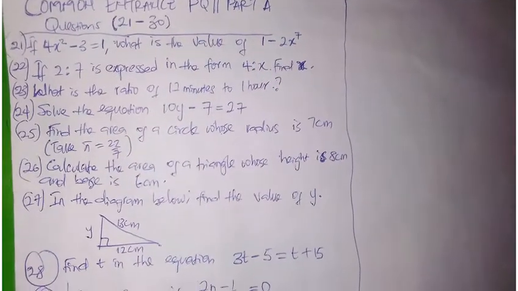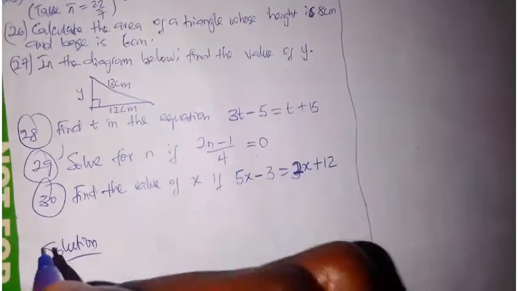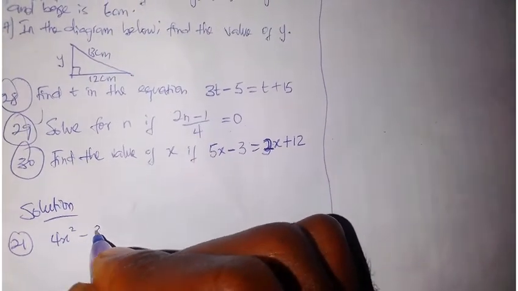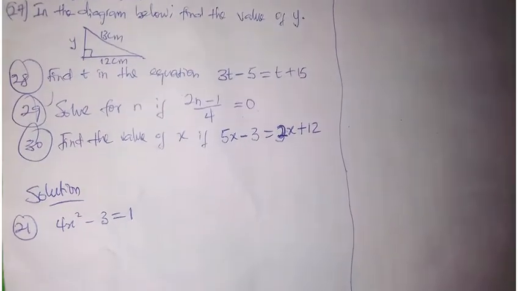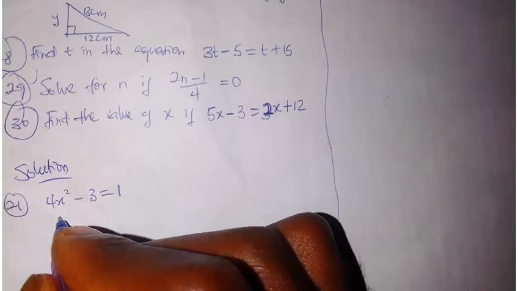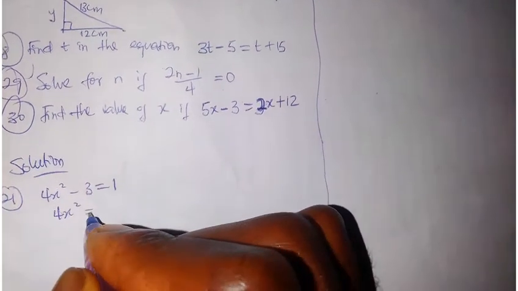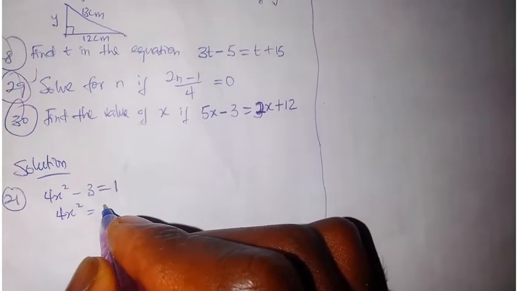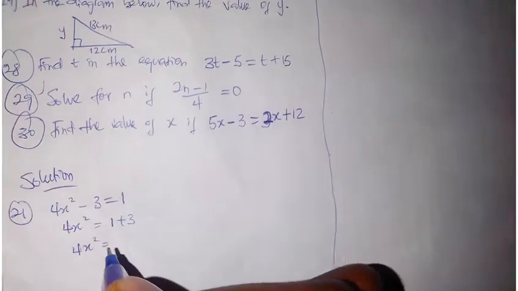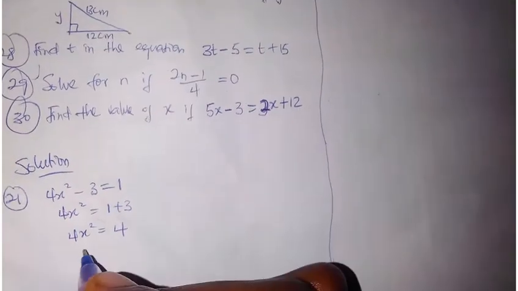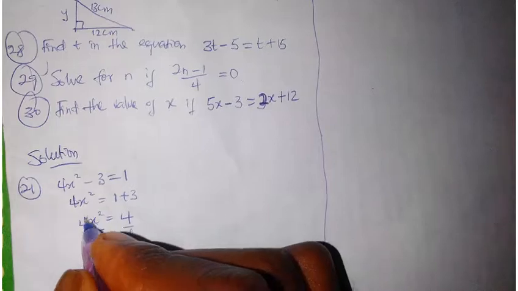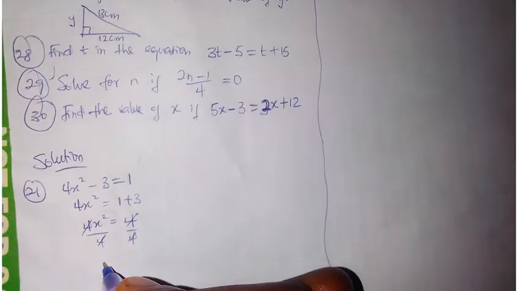Okay, so we have 4x squared minus 3 equals 1. Number 21. The idea is to first find the value of x before we solve the other one. In this case, I'll collect like terms. Leave 4x squared here. Take minus 3 to this place, it becomes plus. That's 1 plus 3, so I have 4x squared equals 4. Divide by 4 to find my x squared.